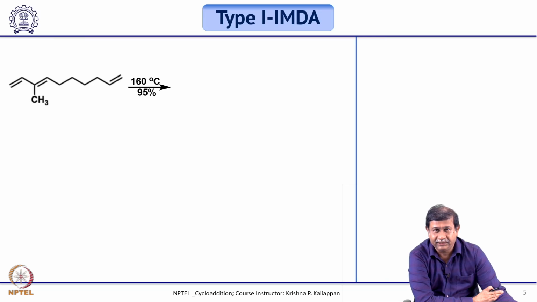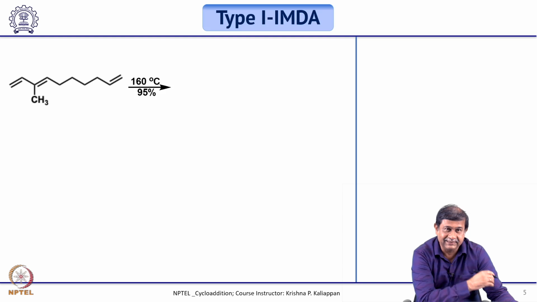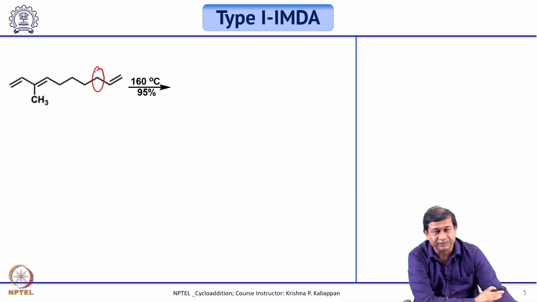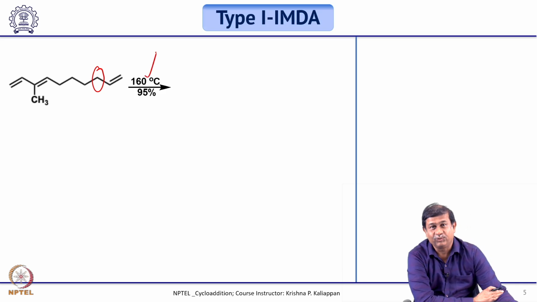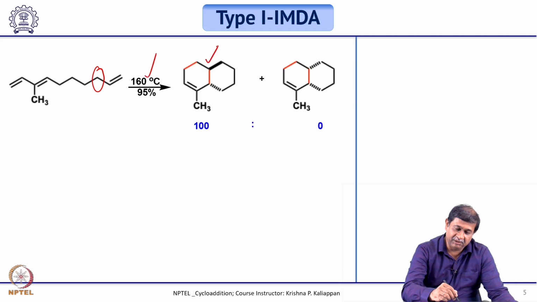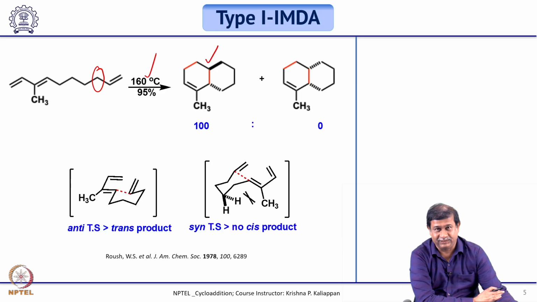So in this particular case, what you see is, unlike the previous example where you had a carbonyl group at this position, now you do not have a carbonyl group. That means you have to heat it at high temperature. Yes, it has been heated at 160 degrees, and what you get here is exclusively the trans isomer and not the cis isomer.